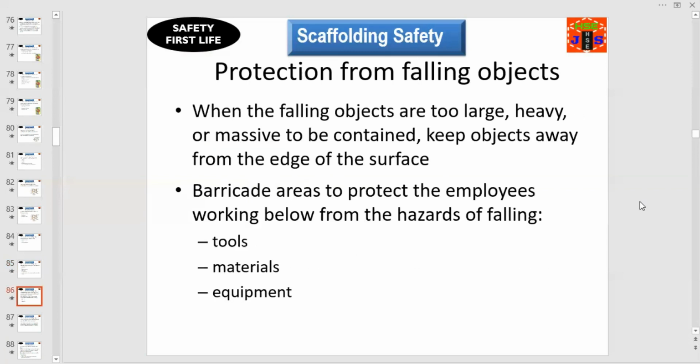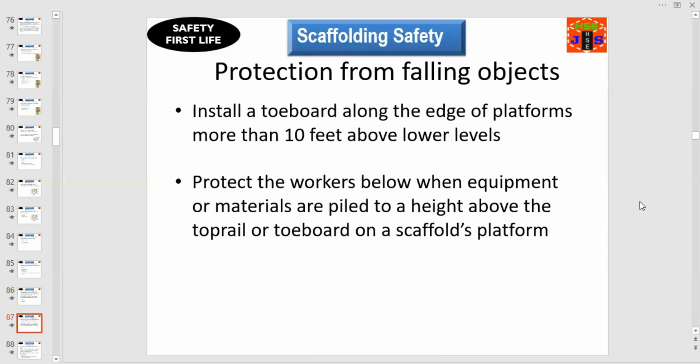When the falling objects are too large, heavy, or massive to be contained, keep objects away from the edge of the surface or the structure. Barricade areas to protect the employees working below from the hazards of falling tools, materials, or equipment. Install a toe board along the edge of platforms more than 10 feet above lower levels. Protect the workers below when equipment or materials are piled to a height above the top rail or a toe board on a scaffold platform.